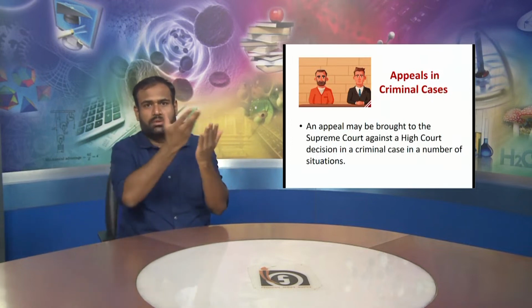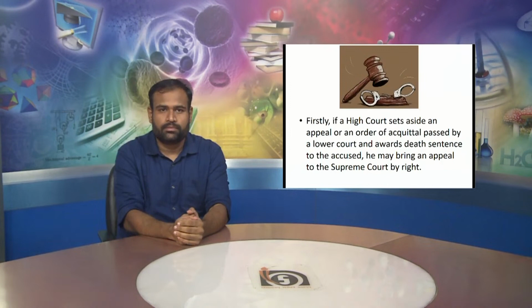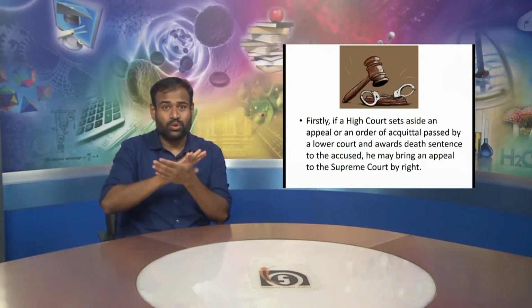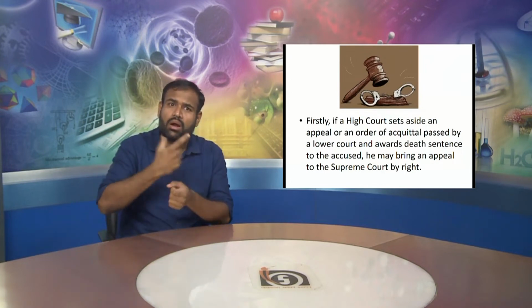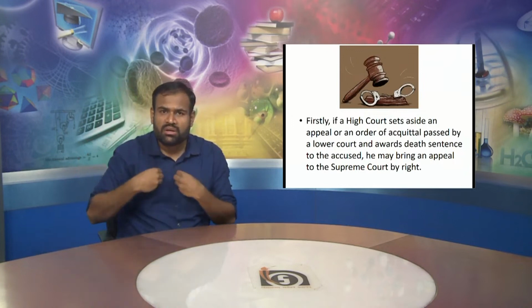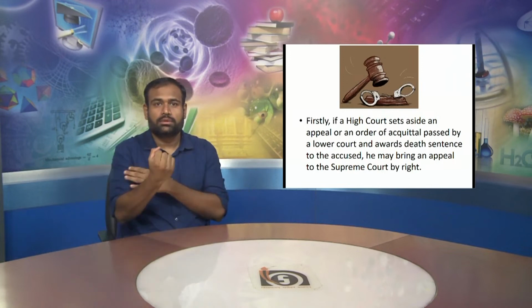Let us now understand the appeals in criminal cases. An appeal may be brought to the Supreme Court against a High Court decision in a criminal case in a number of situations. Firstly, if a High Court sets aside an appeal or an order of acquittal passed by a lower court and awards death sentence to the accused, he may bring an appeal to the Supreme Court by right.